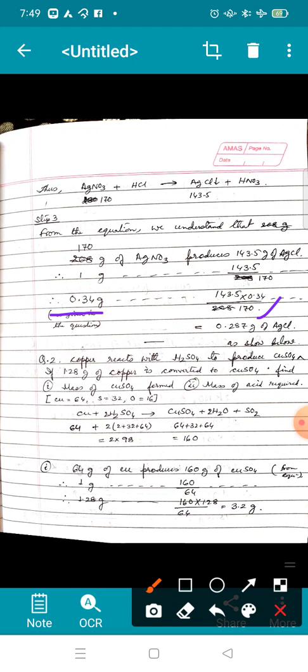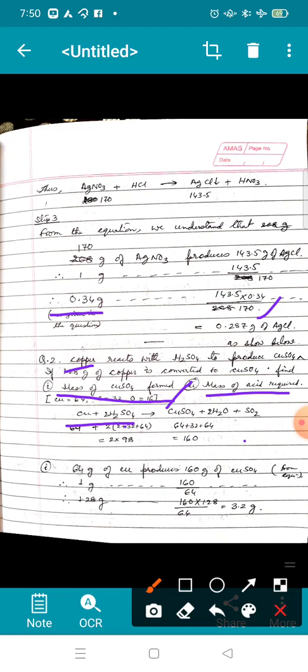Copper reacts with sulfuric acid to produce copper sulphate as shown below. If 1.28 gram of copper is converted to copper sulphate, find number 1, the mass of copper sulphate formed and number 2, the mass of acid required. So let us first frame the equation by reading the question. As you can understand from the question, your reactants are copper and sulfuric acid. So you write the equation copper plus sulfuric acid. Mass of copper sulphate formed, so you can understand one of the products has to be copper sulphate.